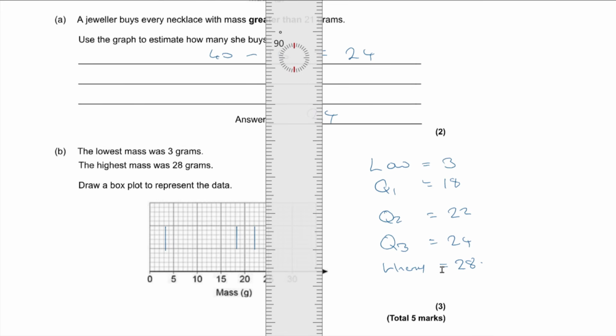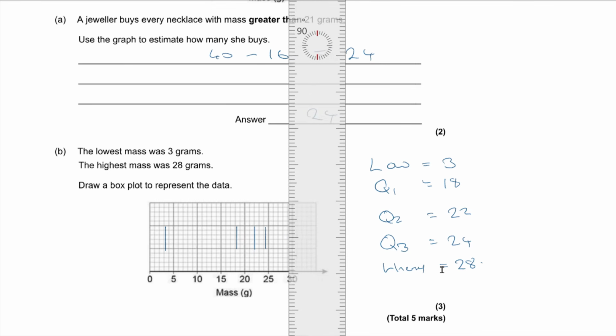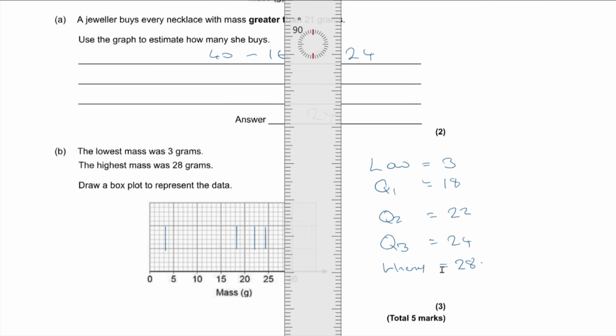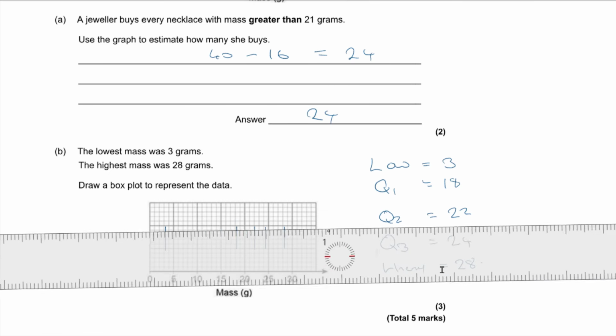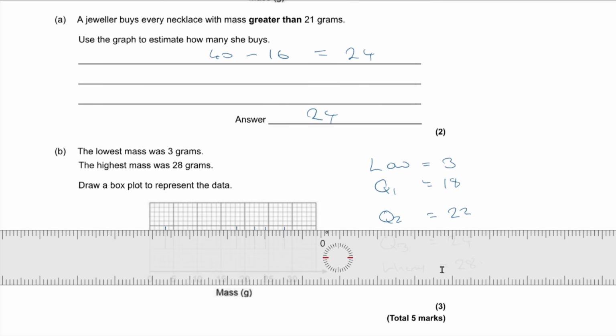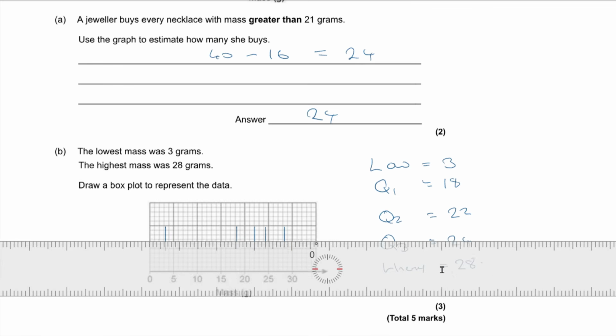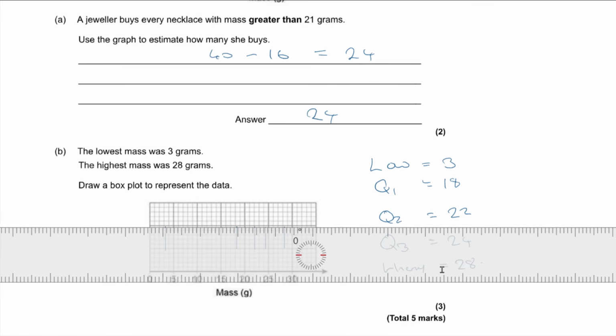A line at 24, and finally a higher value at 28. Right, so once I've drawn those 5 lines, I'm going to do some extra lines in here. Now you're going to have a box from around Q1 up to Q3, where the word box plot comes from. So that's the box from the box plot.